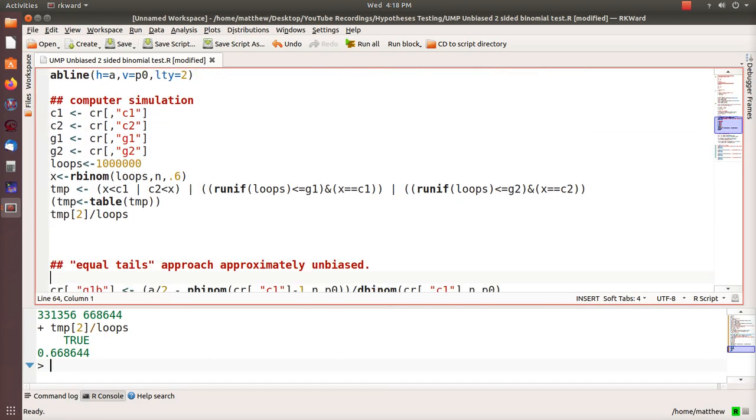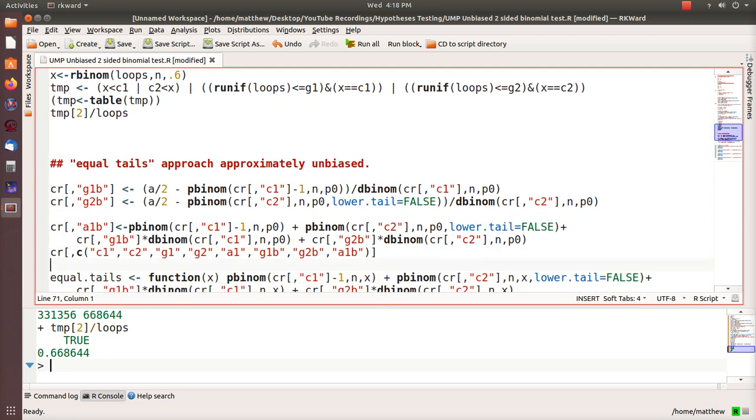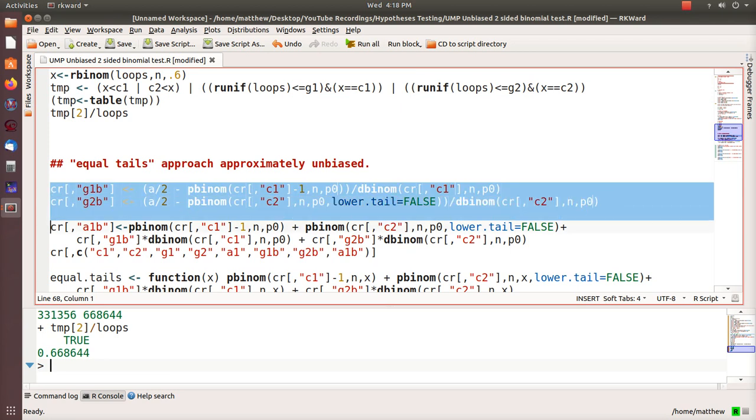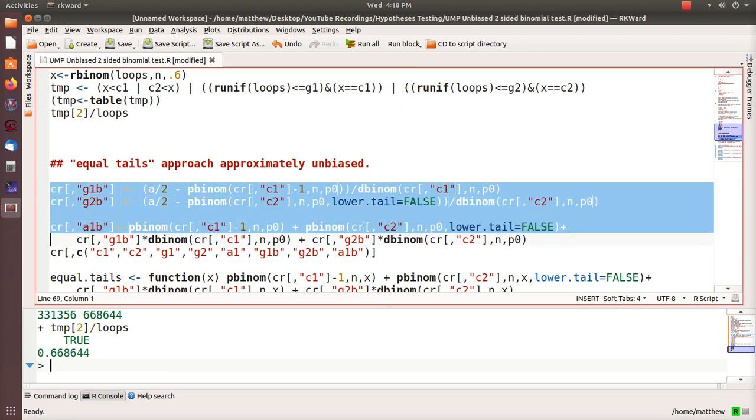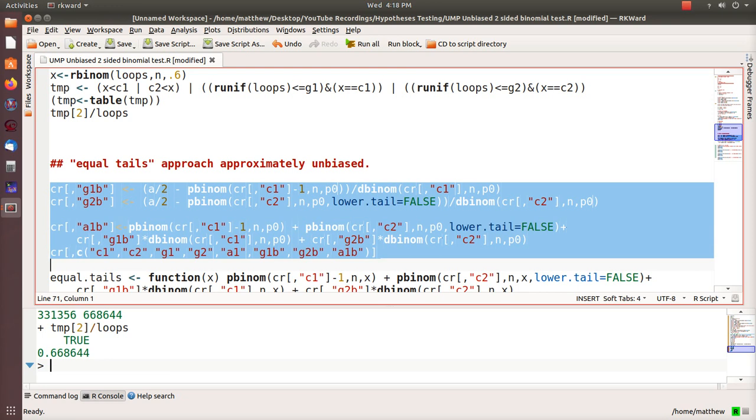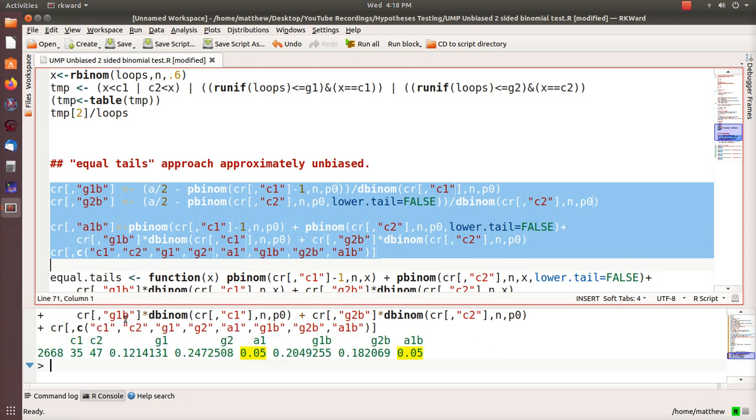Now what I want to do is use the equal tails approach. I want to calculate the C1, C2, gamma 1, gamma 2, etc. for the equal tails. And now in the uniformly most powerful unbiased test, the probability of being in the left tail or the probability of being in the right tail is not equal, it's not the same. But in the equal tails approach it is, and so this is what it is.